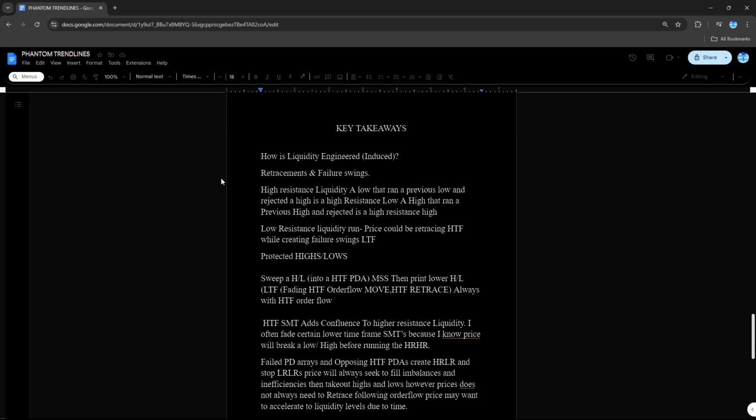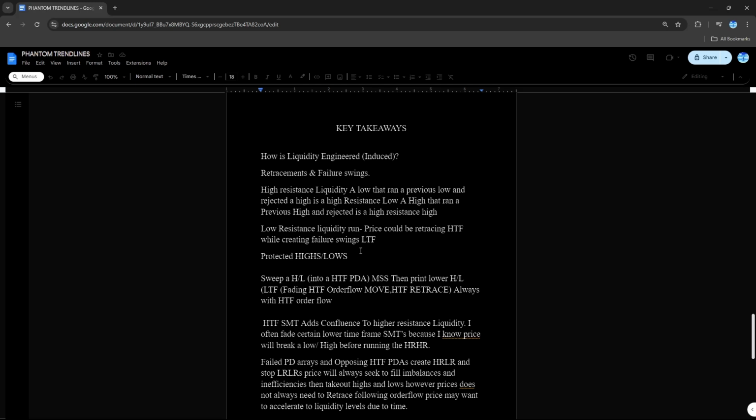For your key takeaways, you need to understand how liquidity is engineered with retracement and failure swings, understanding high resistance liquidity and understanding low resistance liquidity, right? We will have high resistance liquidity runs and low resistance liquidity runs. You just need to understand when and why we have them, and always take the path of least resistance following low resistance liquidity runs. Understand the concept of protected highs and lows, and when it's protected, it will act as so.